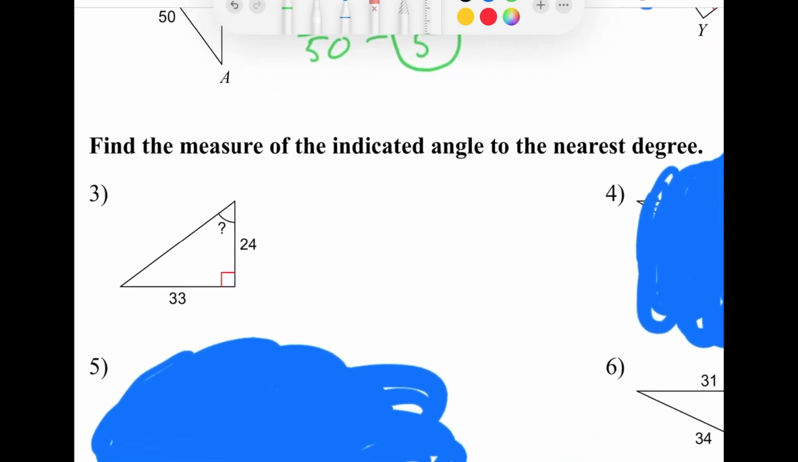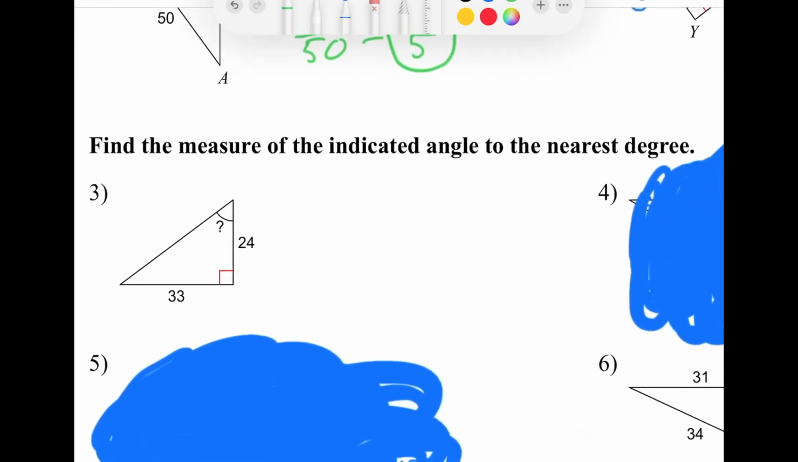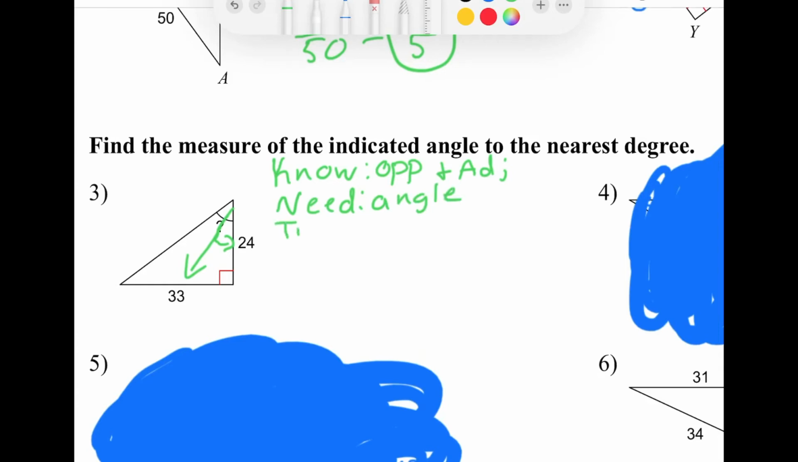Number 3, we are finding the measure of the indicated angle to the nearest degree. So what do we know from this triangle? We know the opposite side and the adjacent side. And remember, the adjacent side is the side that touches the indicated angle, but is not the hypotenuse. We need to know the angle, and we need to determine which trig function we're going to be using.